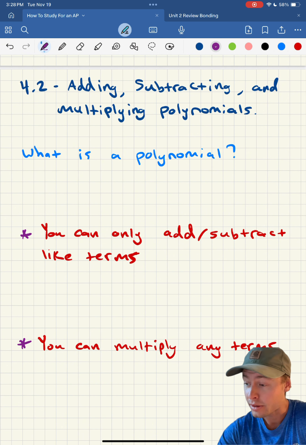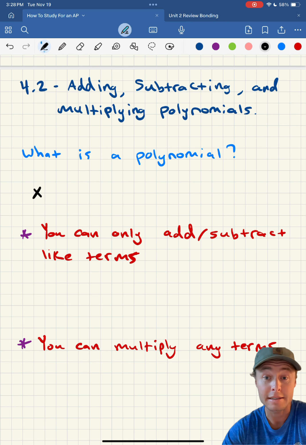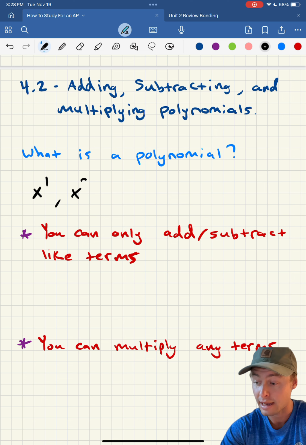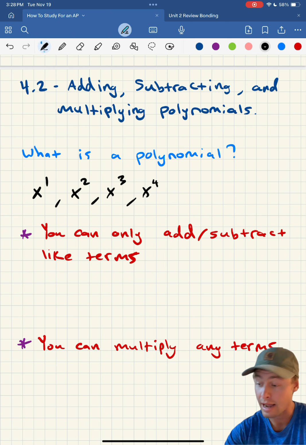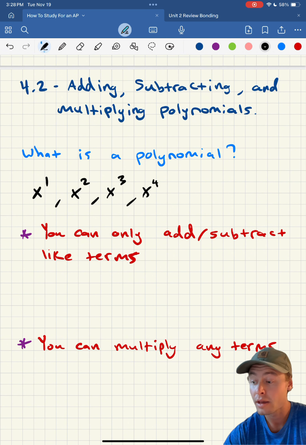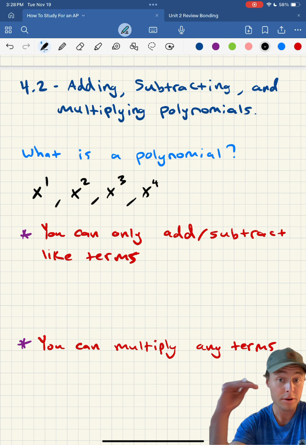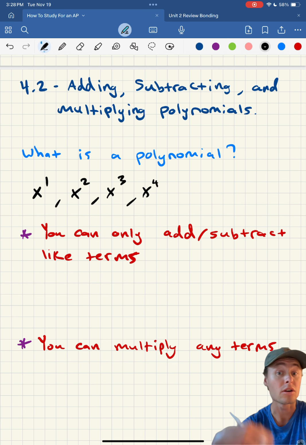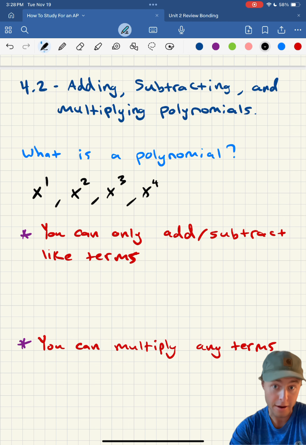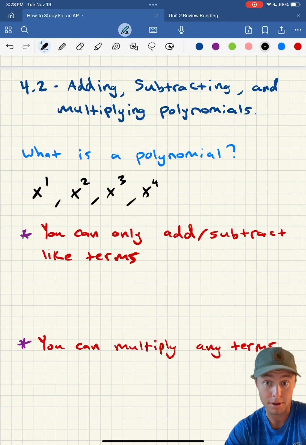A polynomial is anytime you have a variable like x raised to the power of an integer, right? So x to the first, x to the second, x to the third, x to the fourth. Now, the variable doesn't have to be x, it can be any variable, a, b, c, d, e, f, g, whatever you want. But the important part is that the exponent is an integer and not another variable, or a fraction, or a negative number, right? It's going to be a positive integer.